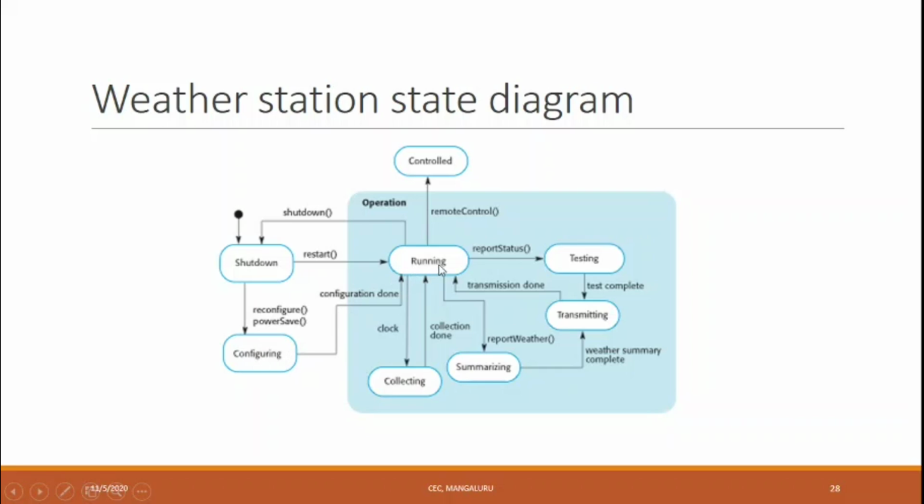So running, collecting data, then summarize the report weather, and once it is summarized, it is transmitted, weather summary completed. Once it is completed, transmission is done and it returns to running, and it reports status to the testing part. Once testing is completed, it moves to transmitting, and then transmission done returns to the running state. Once the clock has collected the information, it moves to the running state. Remote control moves to the controlled state. So this is how the weather station is going to work.